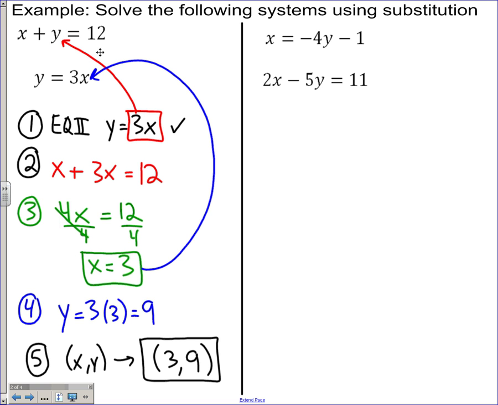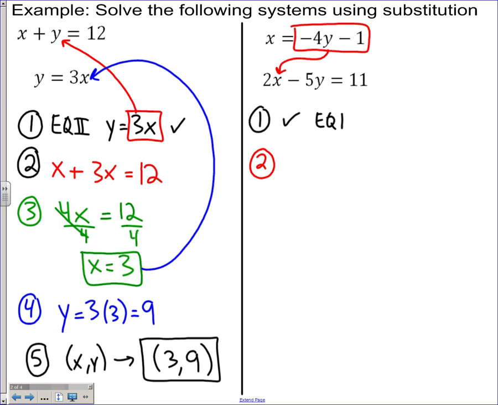For our next problem, step 1. It's already done for us, solving for one variable. We've got the first equation, x equals negative 4y minus 1. So we're going to plug that in for step 2. We're going to plug negative 4y minus 1 in for x.